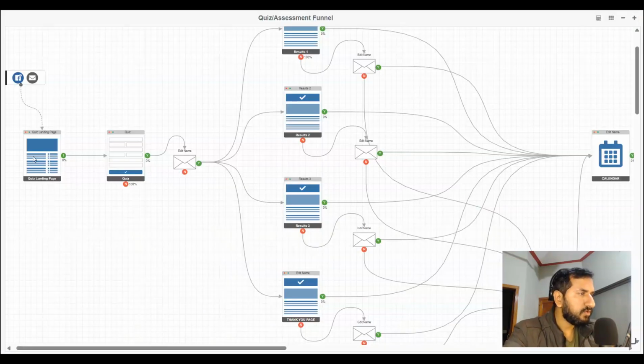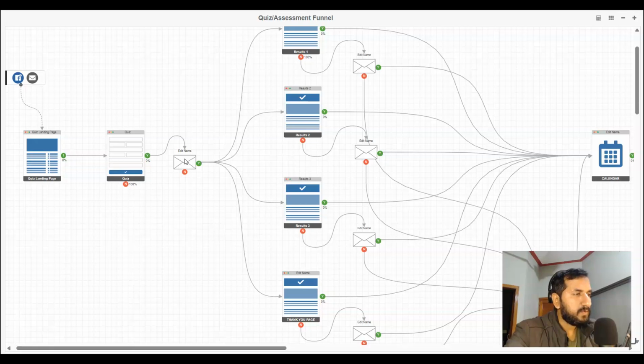On the back end, this is how the funnel map looks. We have our traffic channel, from where we are getting our customers or prospects to our quiz landing page. We direct them here. Once they get here, we attract them, engage them, and give them the reasons why they should take this quiz. They take the quiz, and then they are in our CRM.